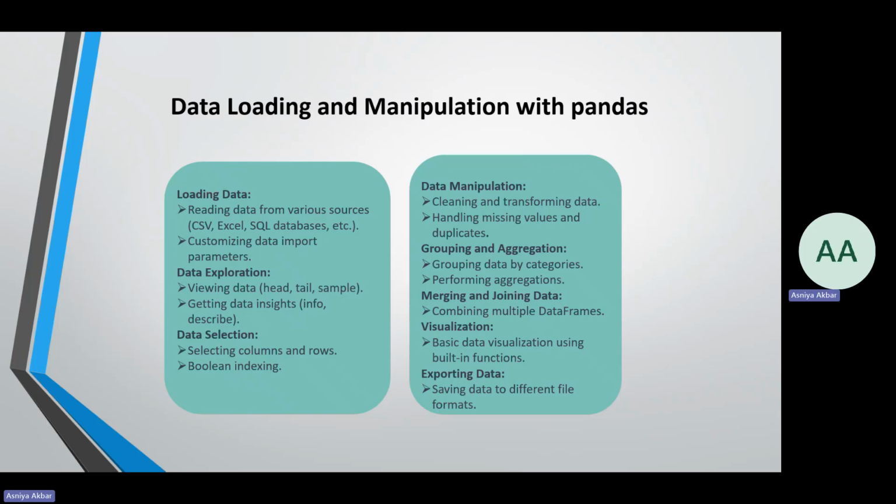And lastly, grouping and aggregation. You can use the group by functions. All of these group by functions are used to group data based on certain categories or columns. You can perform aggregations like sum, mean, count, and you can also use merging and joining data. So you can use merge and concat. Both of them are used to combine multiple data frames based on common columns as well as indices.